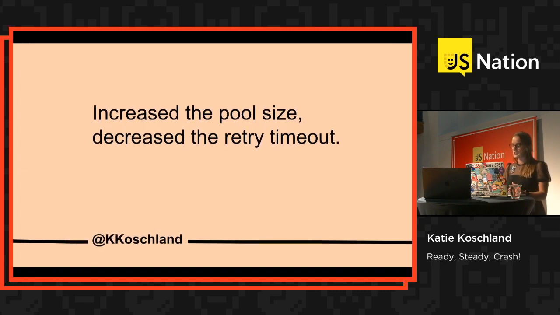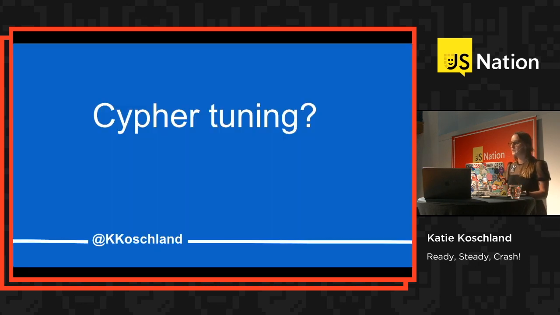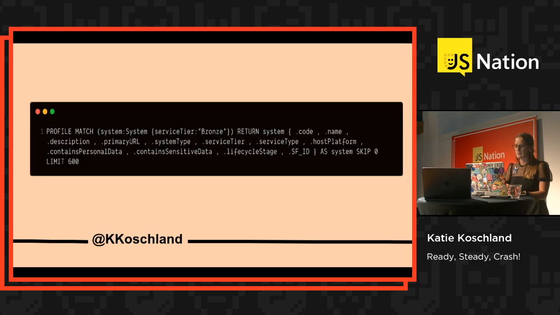This seemed to suggest we could face a performance issue if the number of connections were exceeding the limit when running our test. So we increased the pool size to 300 and decreased the retry timeout to 10 seconds to see if this would resolve the problem. But we weren't hitting the capacity of 100 connections, so increasing the pool size had no impact on the overall performance. So we looked at Cypher tuning.